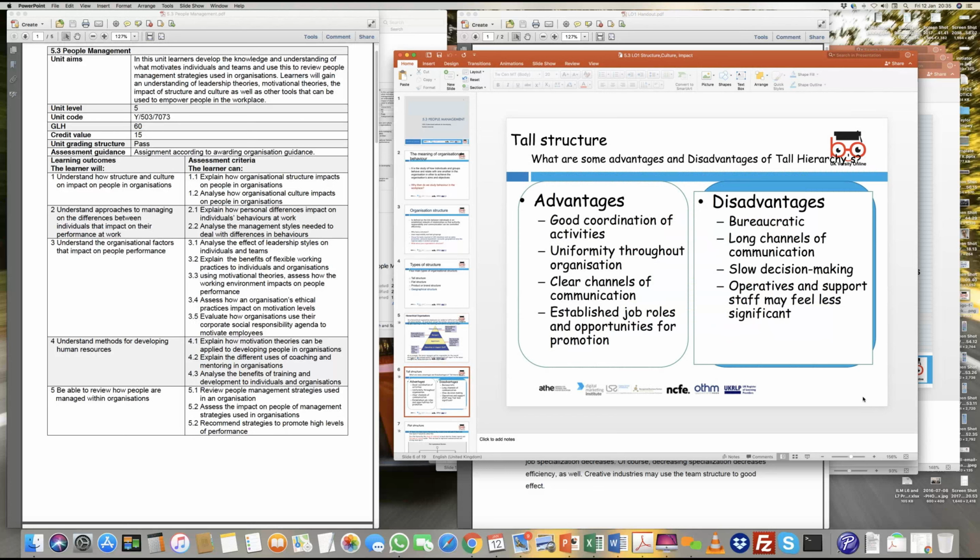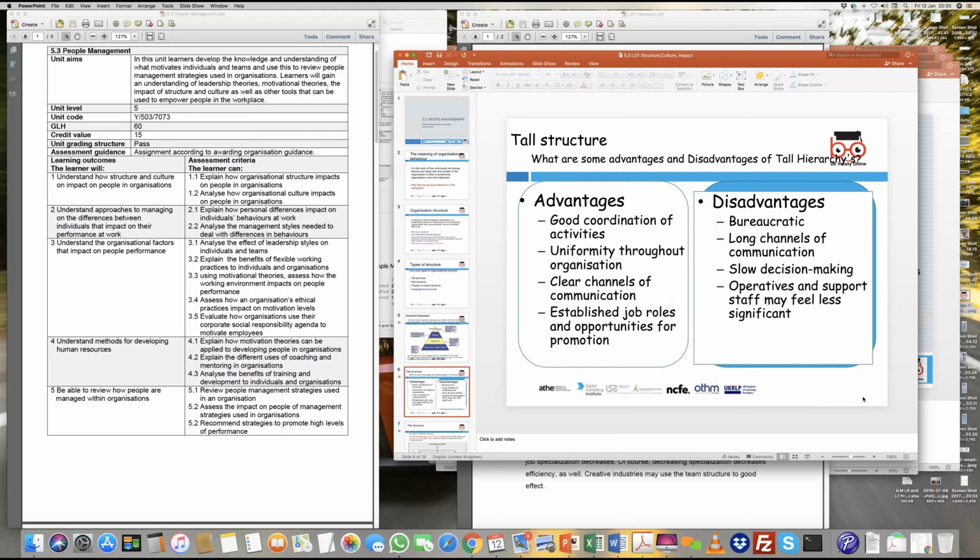When we look at a hierarchical or tall structure, what are the advantages? Some of the advantages could be that because you have a very set responsibility, you have good coordination of activities. That means you know what your role is, you do not need to be briefed on that role. Once you start your duties, you can go from start to finish without any intervention. There is also a bit of uniformity, because you know what you're doing on a daily basis. It does not change. You do not need any supervision or direct direction from others who would need to supervise you.